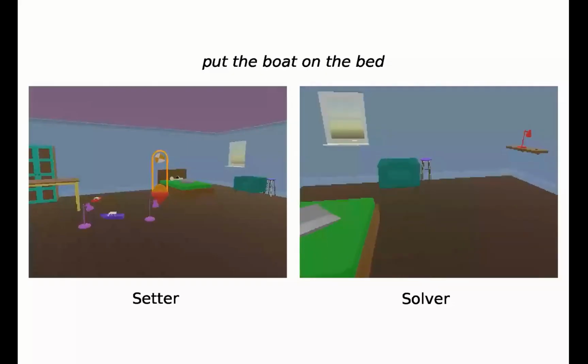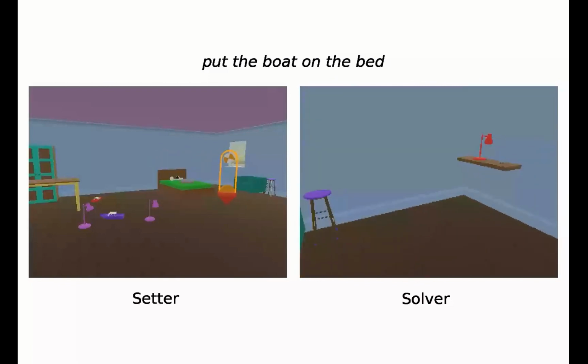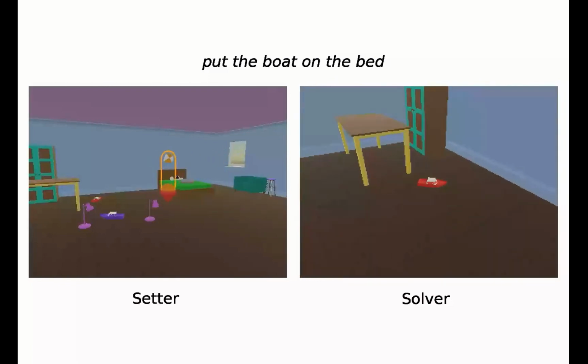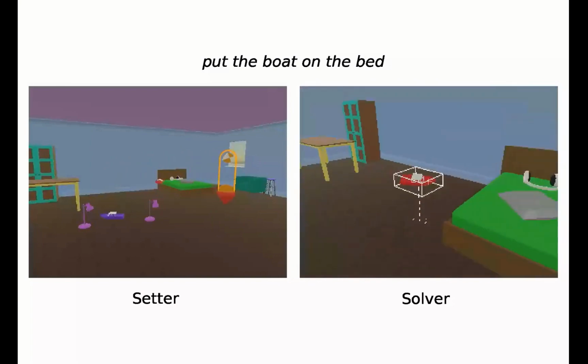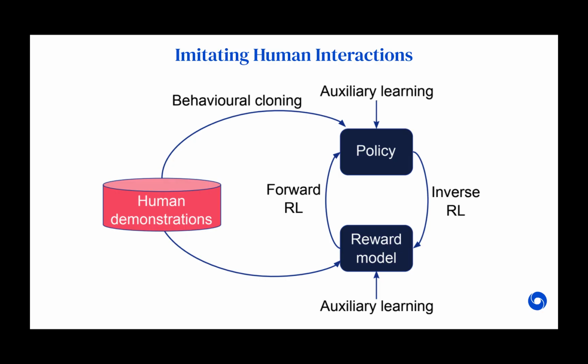Here's an example of two humans having an interaction in the Playroom. The setter asks the solver to put a boat on the bed. The solver finds the boat and does so. To build agents capable of interacting with humans, we began by collecting over a year's worth of human-human interactive data. Our recipe for using the data started with supervised learning, where we built policies that aim to imitate the actions, both language output and motor output, of the human beings.